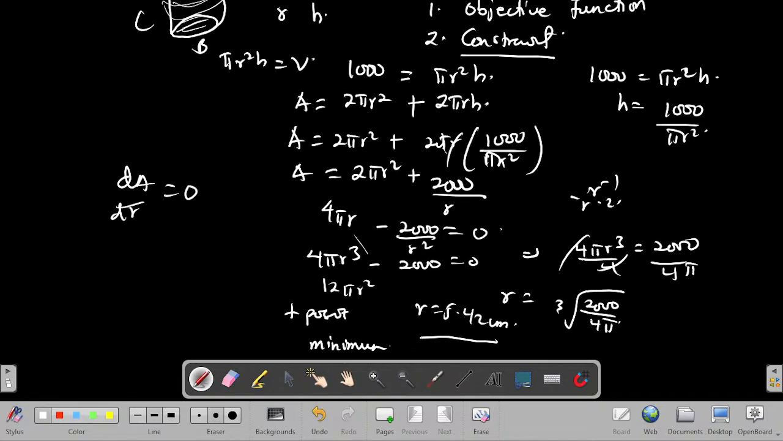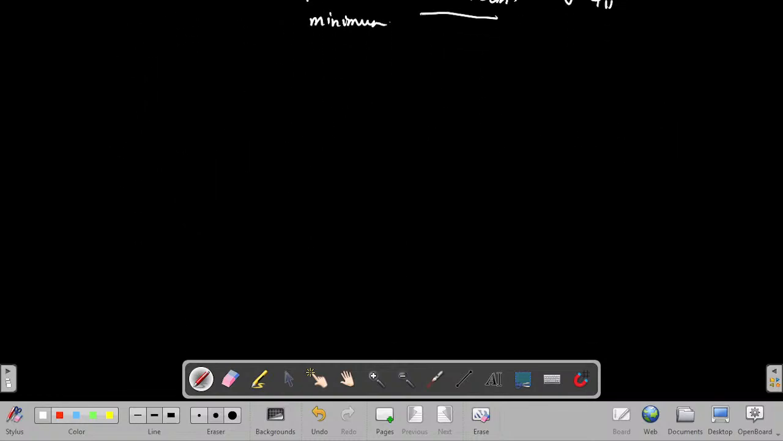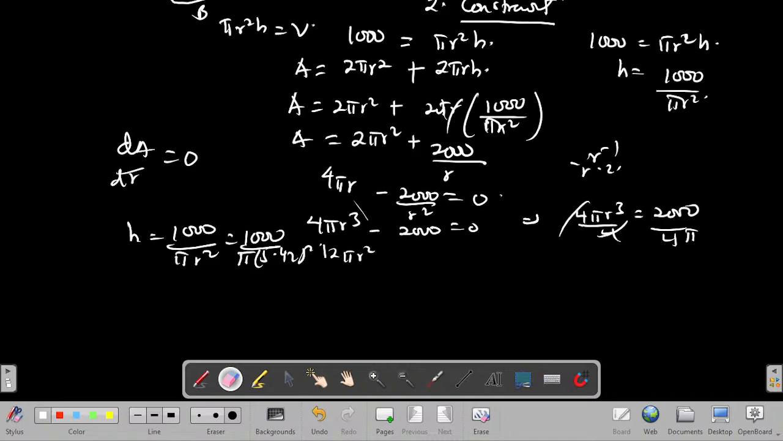Now that I have my r, h is equal to 1000 over pi r squared, so 1000 over pi times 5.42 squared. That is all. We're done. So that is for optimization. Now let's keep on solving some problems here.